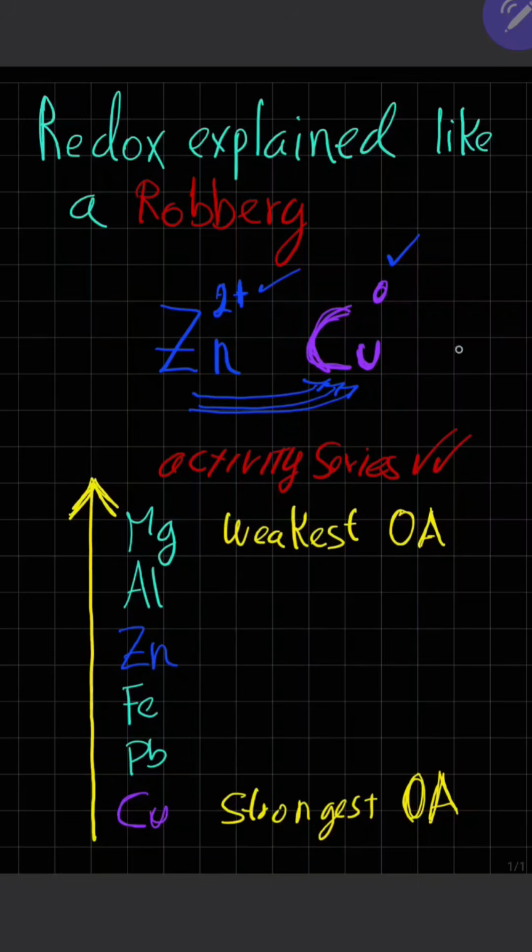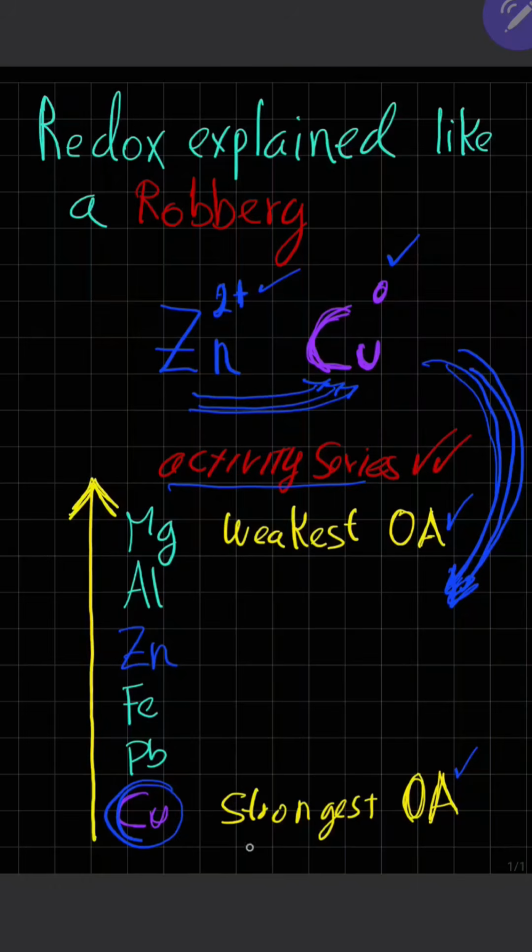The explanation of this phenomenon can be given by the activity series. Can we explain or interpret it with the activity series? You will see that we are talking about a weakest oxidizing agent or a strongest oxidizing agent. Depending on this activity series, copper is a stronger oxidizing agent than zinc here, and this is the reason why it was able to pull the electrons, meaning that zinc is oxidized, increasing the oxidation state and losing electrons, and copper, gaining the electrons, is reduced.